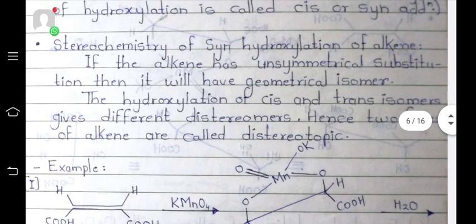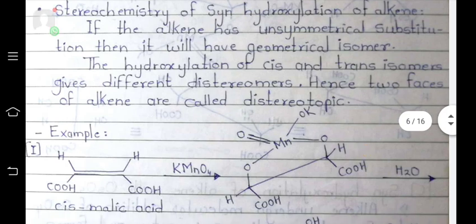Stereochemistry of syn hydroxylation of the alkene is also most important. If the alkene has unsymmetrical substitutions, then it will have geometrical isomers, and hydroxylation of the cis and the trans isomer gives different diastereomers. The two faces of the alkene are called diastereotopic.